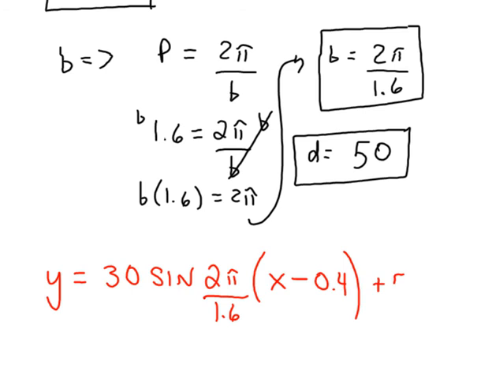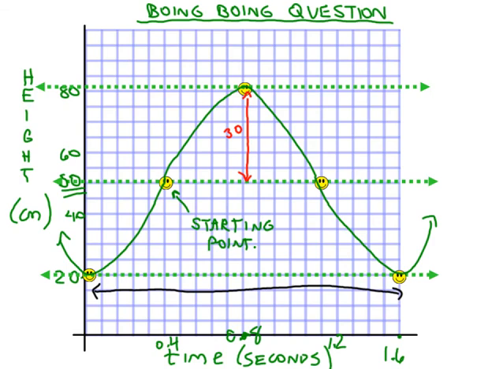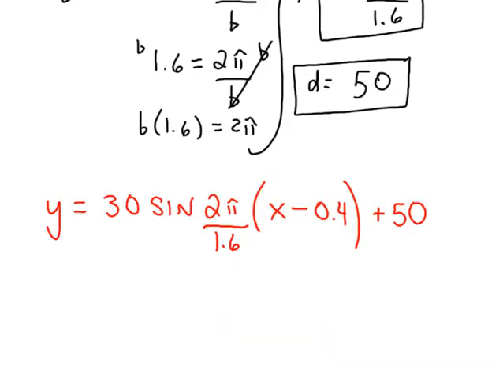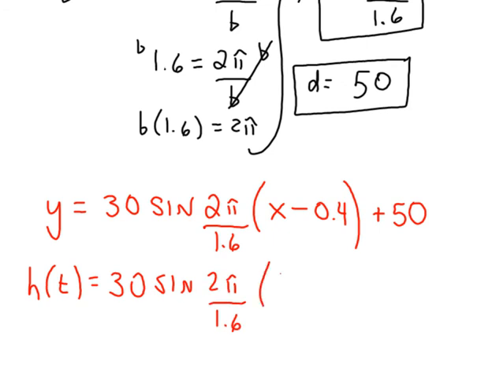Now we should be stating this final answer in appropriate functional notation, which is relating height to time again. So we'll want to just fix up this final equation as height with respect to time equals 30 sine of 2 pi over 1.6 times time minus 0.4, plus 50. And this final equation would allow us to find out the height of the block at any specific point in time.